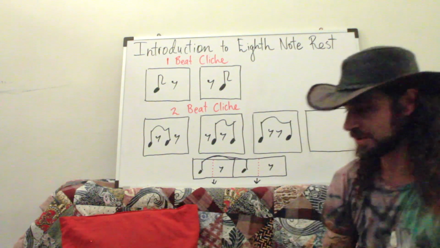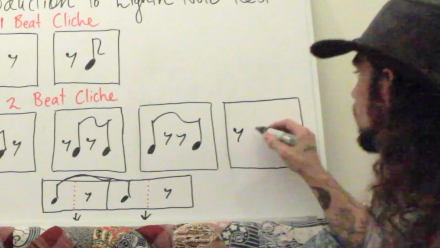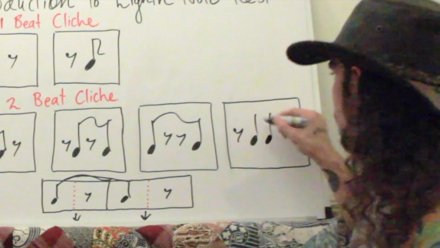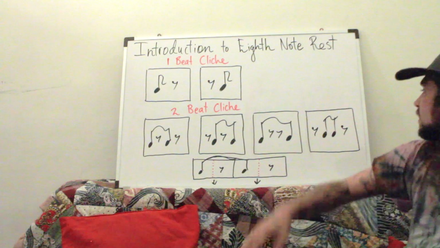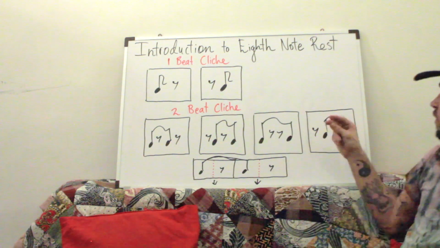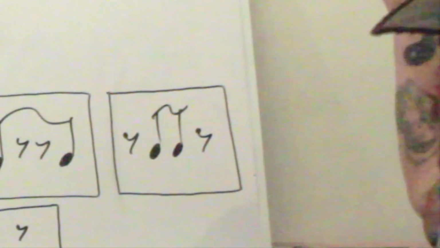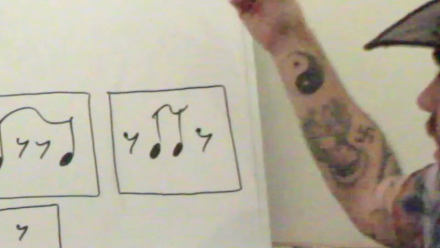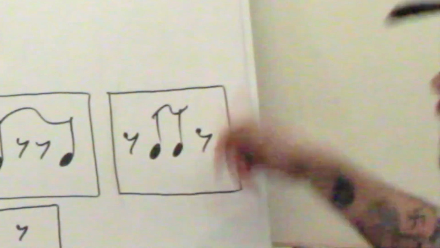All right, and the last one we're going to look at. You're going to have an eighth rest with two eighth notes in the middle there, with an eighth rest at the end. So we've got one, two, bum, bum. So one, two, bum, bum. So rest, bum, bum, rest.